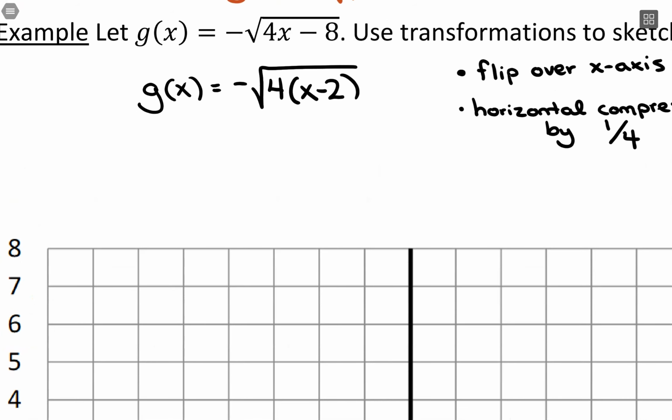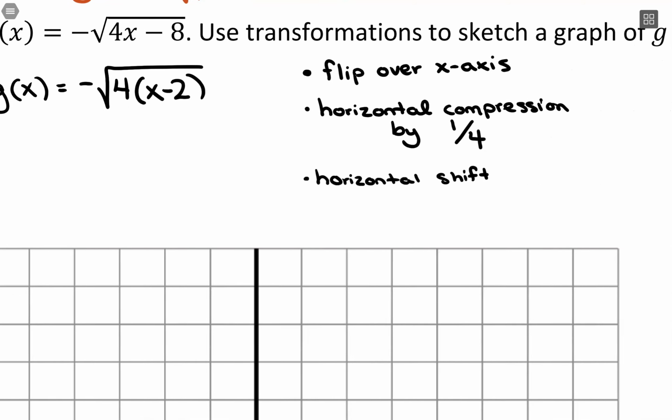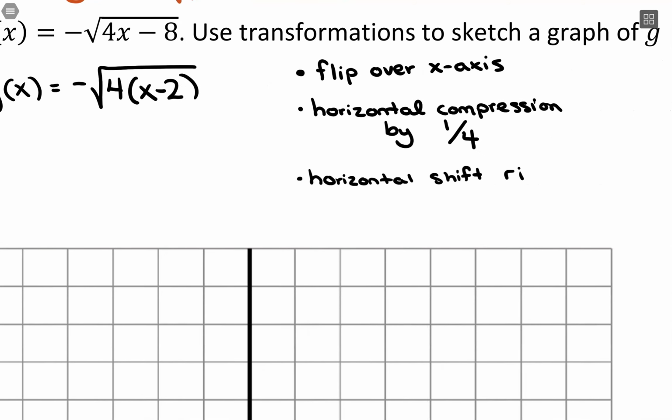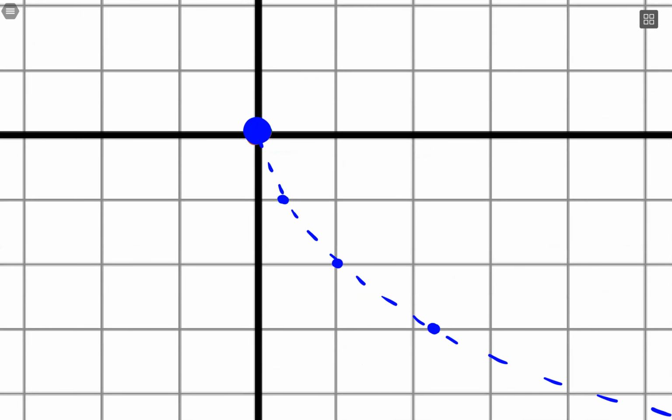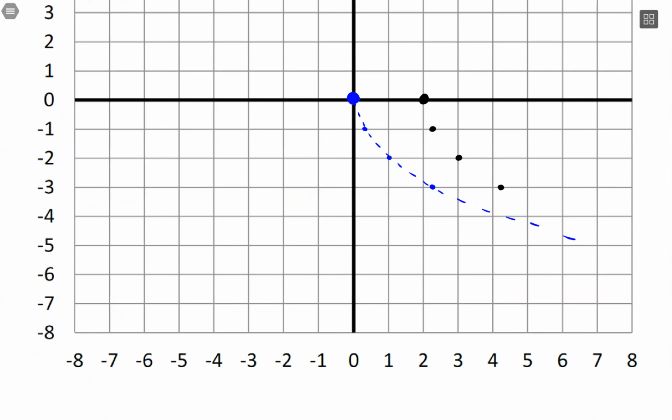Alright, one more transformation with the x minus 2. So that's going to be a horizontal shift. And since it's subtraction, that will be to the right by 2. So for my final graph, I'm going to pick up those points that I just graphed and move them to the right 2 units. And that'll be the end of the graph.